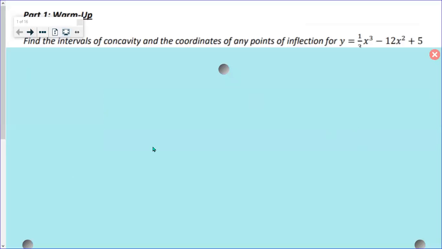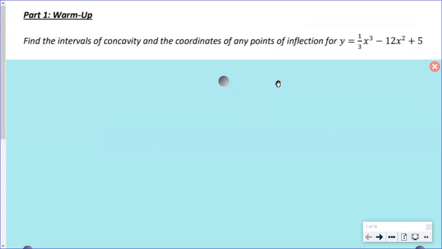Okay, so we are going to start today's lesson with a review of our last lesson. We did learn about the first derivative test and the second derivative test and concavity up to this point.